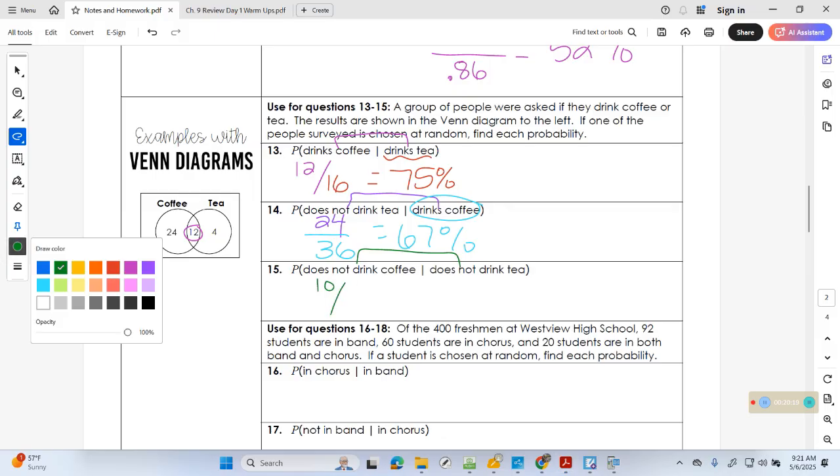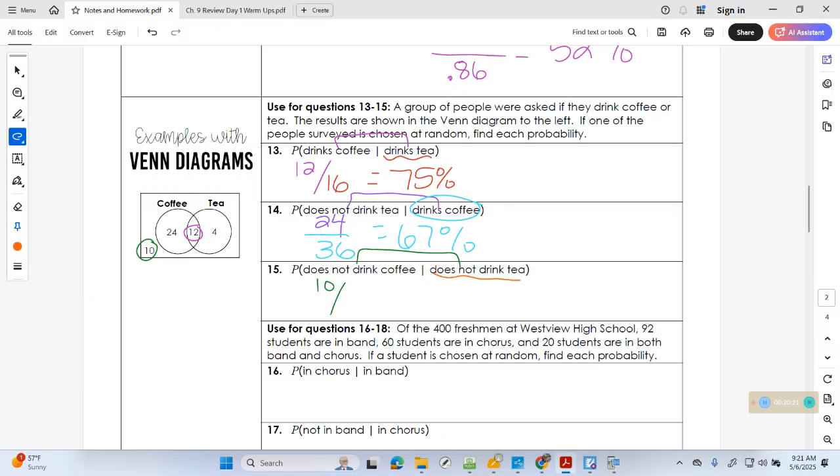Okay, the bottom. Does not drink tea. So eliminate the tea circle. How many do you have left? 34, the 24, and the 10. What do you got? Got it.